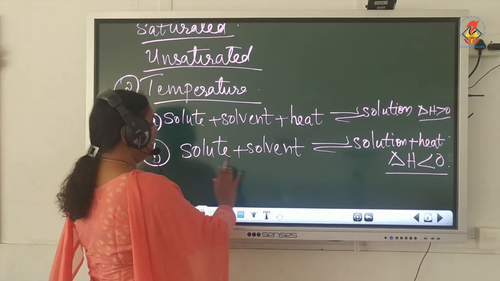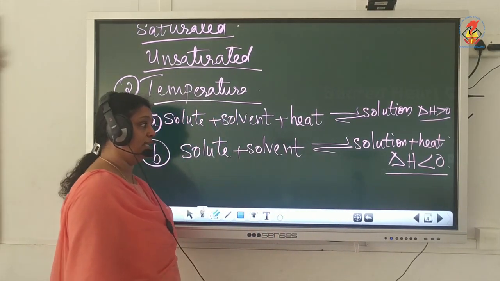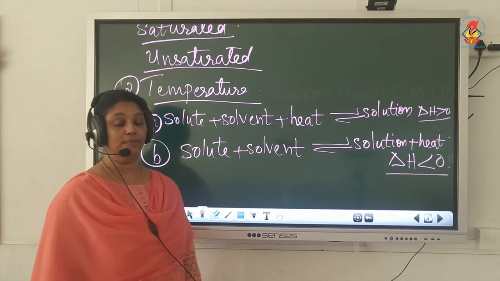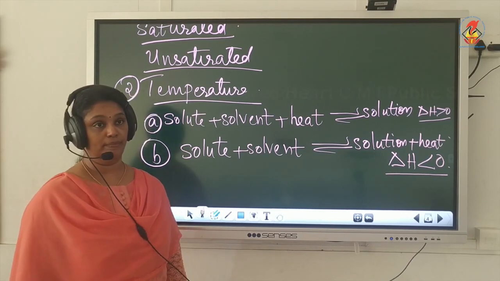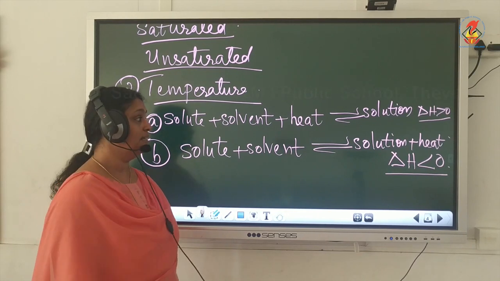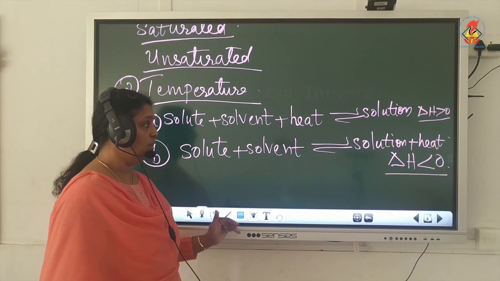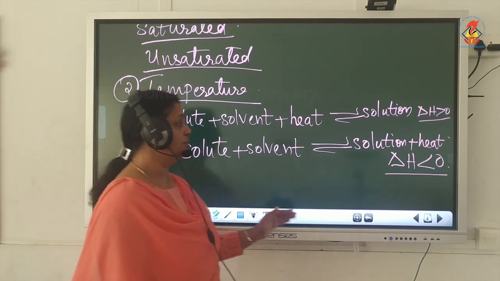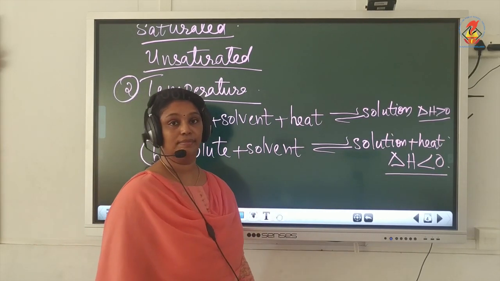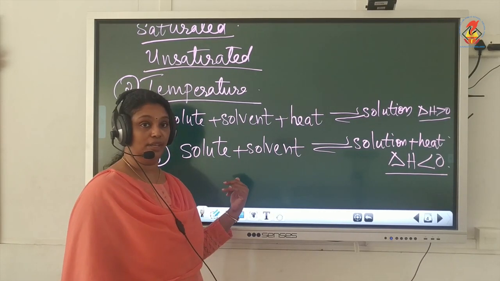Now, applying Le Chatelier's principle, you can see the forward reaction is exothermic, meaning the forward reaction takes place at lower temperature. So, as temperature decreases, more and more solute will dissolve in solvent, leading to solution. Whereas the backward reaction will take place at higher temperature.